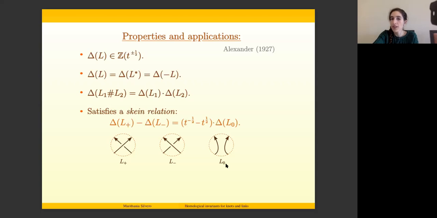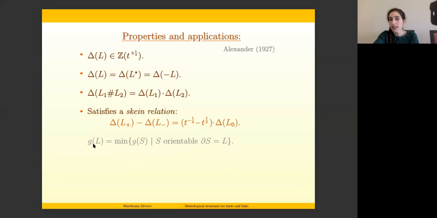Recall that before we saw the smoothing for Kauffman states that doesn't depend on orientation, just depends on which parts go up and which parts go down. This is the opposite. Here, we don't mind who goes up and who goes down. We just mind orientation, okay? This is the only smoothing preserving orientation. So yes, the Alexander polynomial satisfies this skein relation.